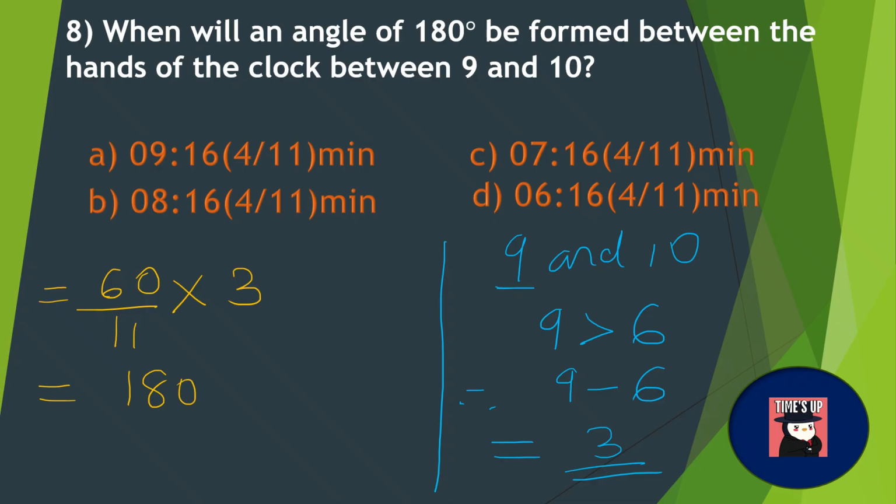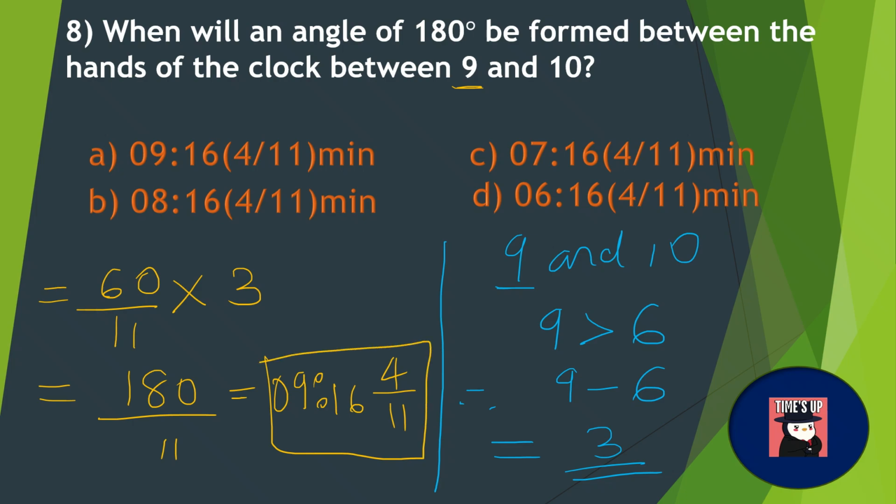That is 180 divided by 11. 180 divided by 11 we have already solved. So it is 9 hours first. Then minutes, it will be 16 and 4 by 11. This is your answer. That is option A.